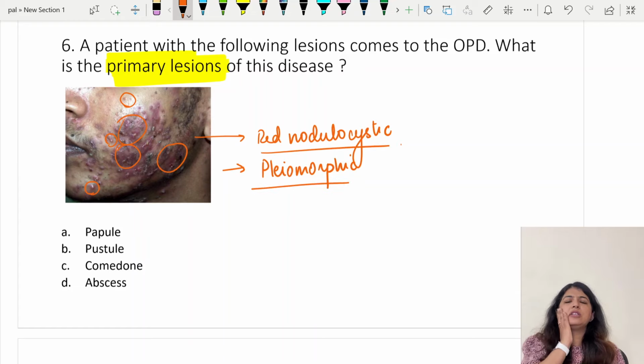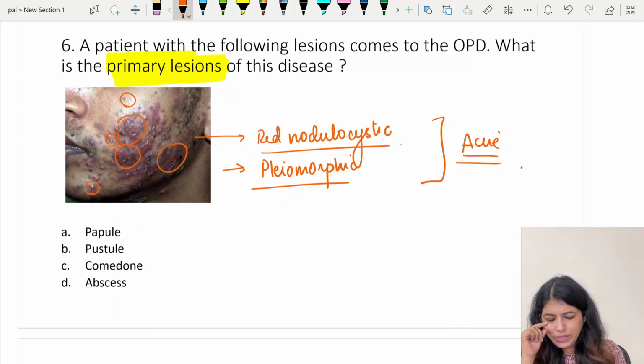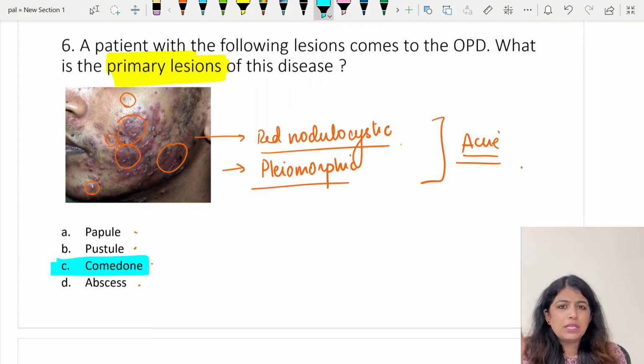So when these reddish nodulocystic lesions, papules, pustules are all present on the face of a patient, the diagnosis here is acne. Now, what is the primary lesion of acne? Papule, pustule, comedon, abscess. I'm sure all of you will say it's a very easy question here. So the difficult part is to identify the disease. Identify that it is acne and then tell me that the primary lesion is comedon. So the primary lesion of acne is comedon.